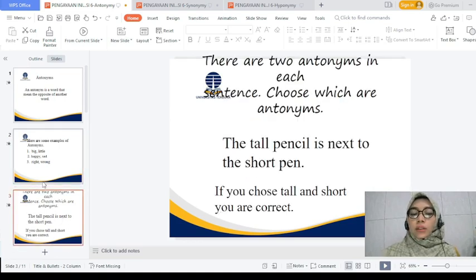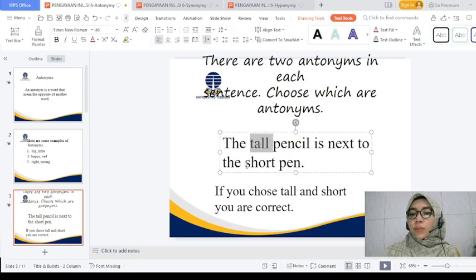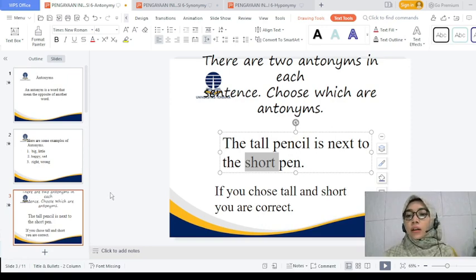If we include the words in a sentence, there are two antonyms in each sentence. So this one: the tall pencil is next to the short pencil. Here, tall has the antonym short. If you chose tall and short, you are correct. So there is the example and a little bit of explanation about antonym.